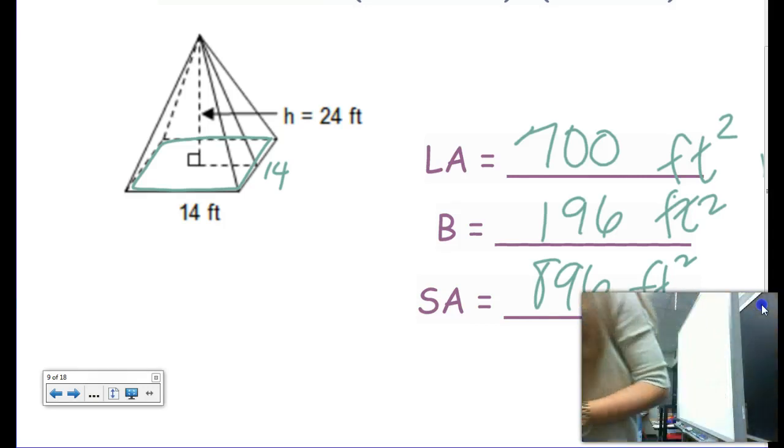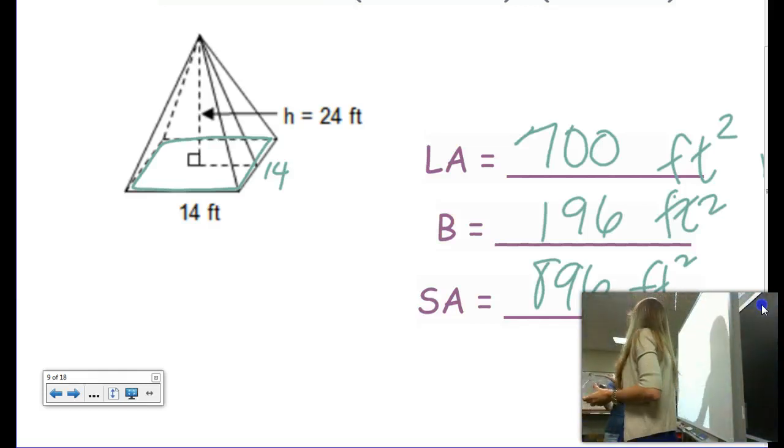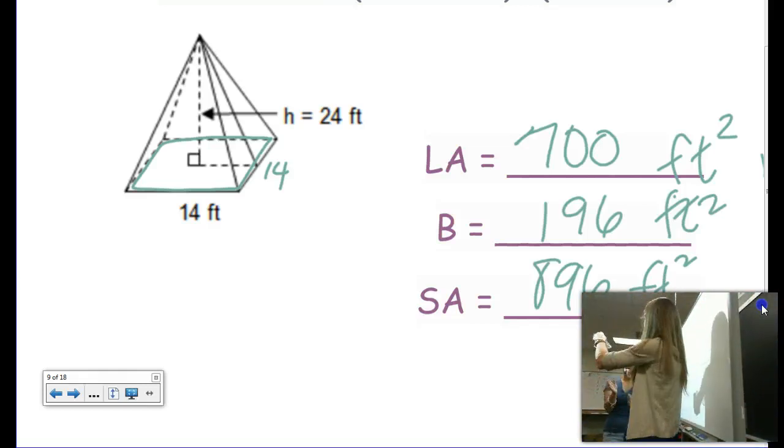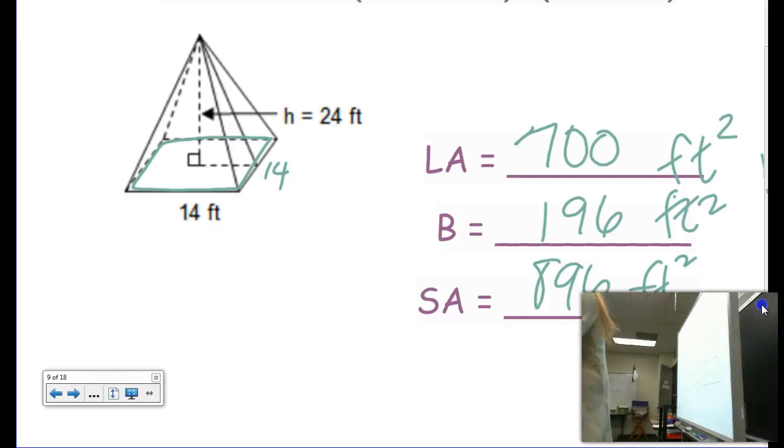How many pyramids does it take to fill a prism? 3. Everyone clap for Torin. Yay, Torin!